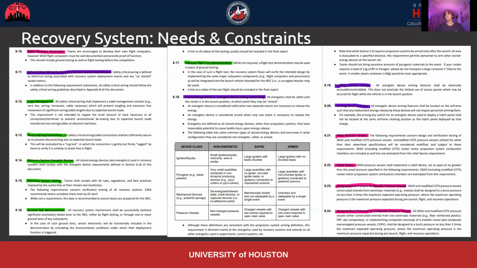Arming device access, that's avionics, arming device location, also avionics. And then the rest are for SRAD. So we don't have to worry about those. So overall, I would say that it's kind of straightforward what we have to do with our recovery system.